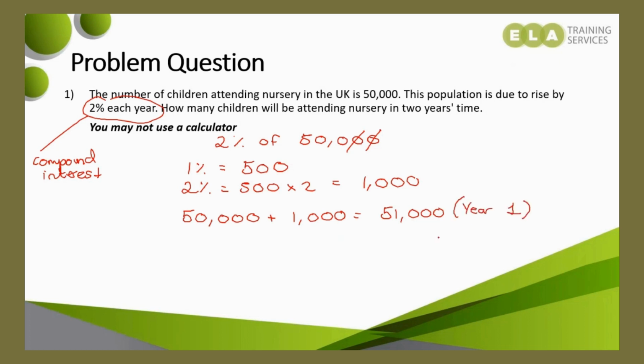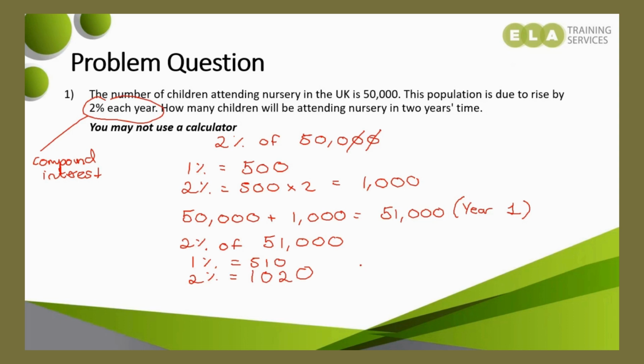We then need to work out year 2. So we're then going to do 2% of now the 51,000. So 1% would be 510, and 2% would then be 1,020. Sorry, I said 1,100, but it would be 1,020.